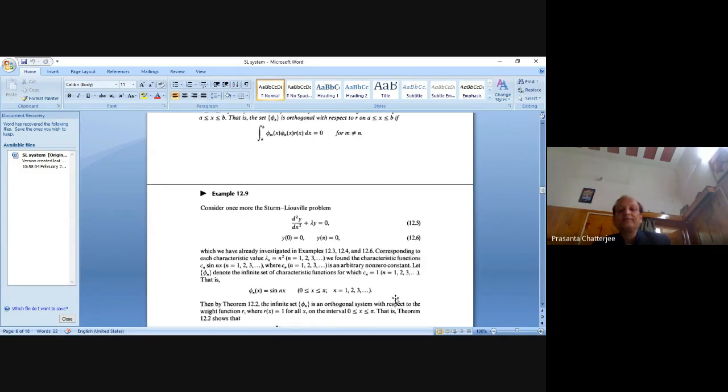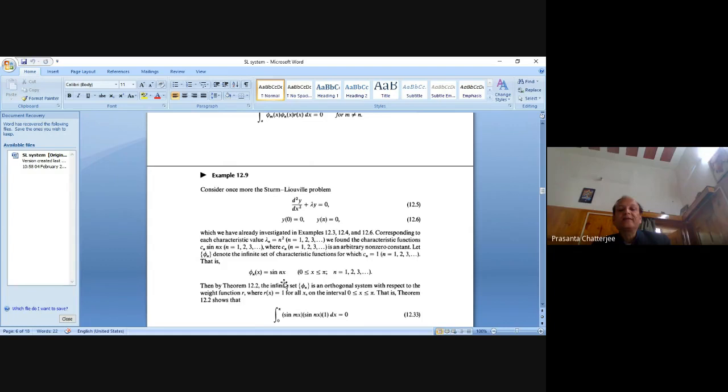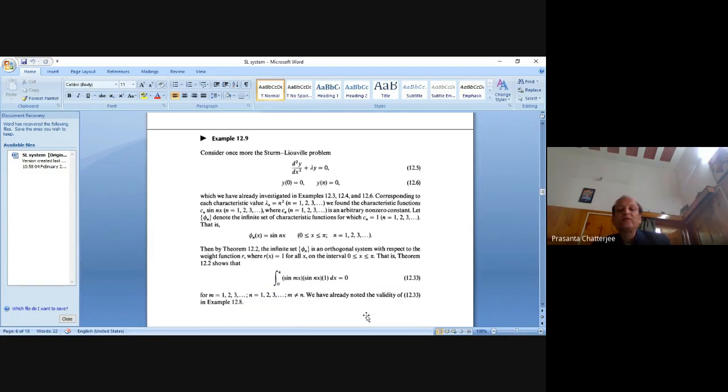And one example: we take the same SL system. Here phi n(x) equal to sin nx is the characteristic function with respect to the characteristic values lambda n equal to n square. And if we check, we can see that if we take two different functions of the set, phi n(x) and phi m(x), and take r equal to 1 and integrate from 0 to pi, this is equal to 0. So for this particular case, the orthogonality is proved.